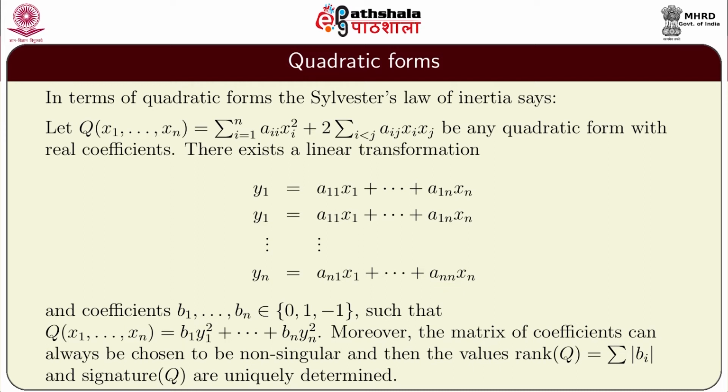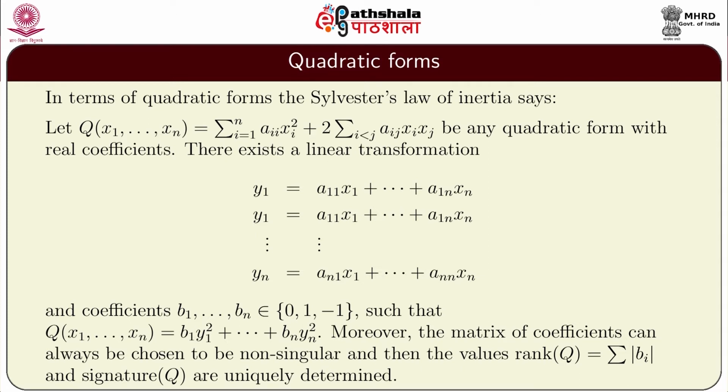and scalars b1, b2, ..., bn, which can take values 0, 1 or -1 such that q with respect to these new variables y1, y2, ..., yn takes the form b1 y1 square plus b2 y2 square and so on, bn yn square.